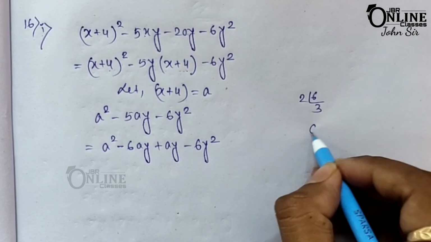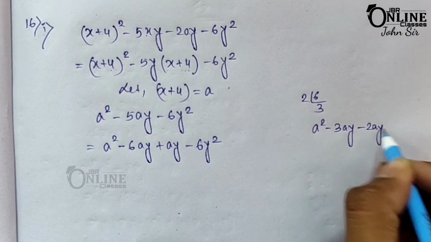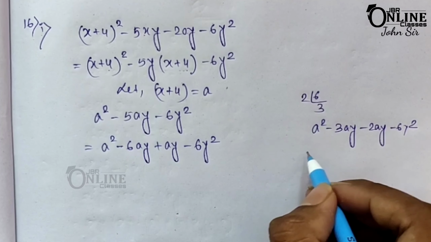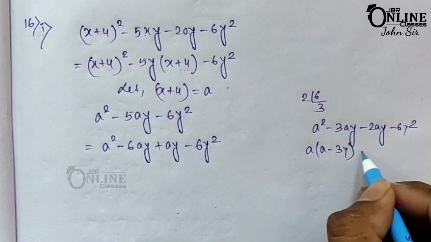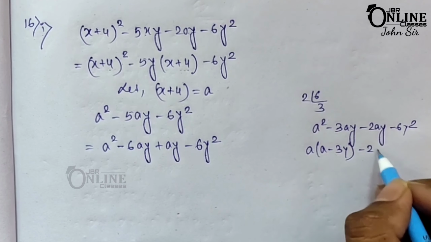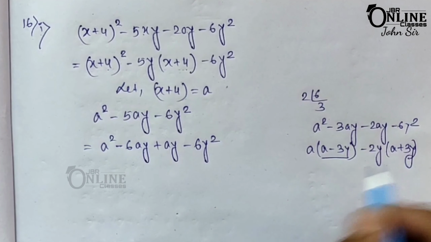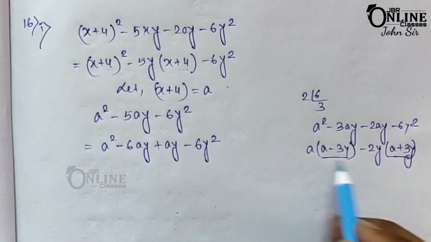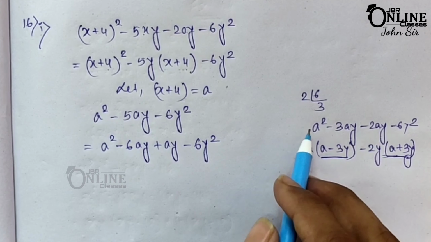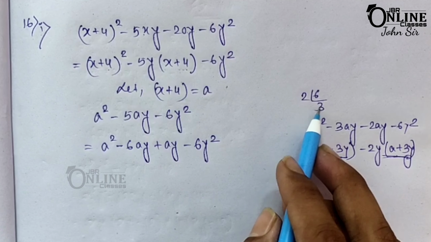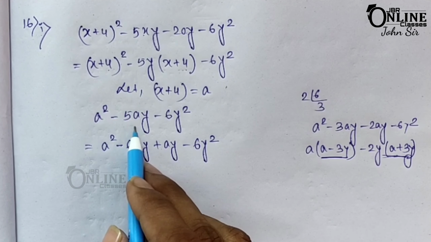Okay, so if you consider 3 plus 2 as 5, that means a square minus 3y minus 2ay minus 6y square. So if you take common here, it will be a minus 3y, and if you take common here, it will be a plus 3y. But as I said before, these two terms will always be identically the same. So that's why here you cannot take 3 plus 2 as 5. Here you have to consider 6 minus 1 as 5.